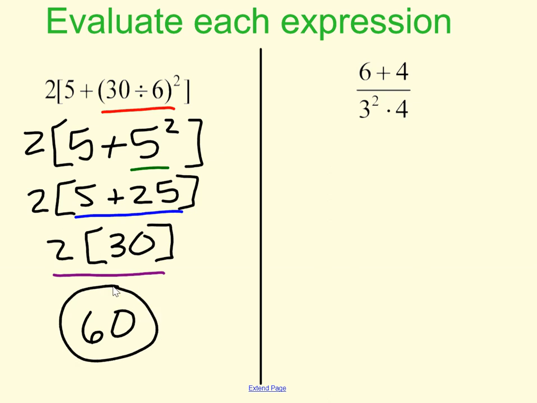Let's look at the next problem. The next problem, we have a division sign, which can be thought of as a grouping symbol. So what we should be doing is the top part separately from the bottom part. So the top part is 6 plus 4. That's pretty easy to do. We just go ahead and say that is 10.